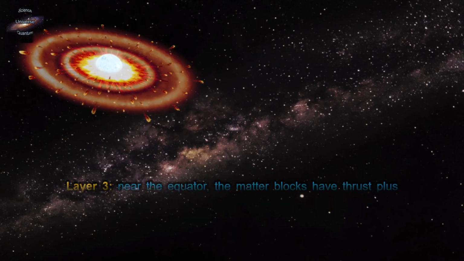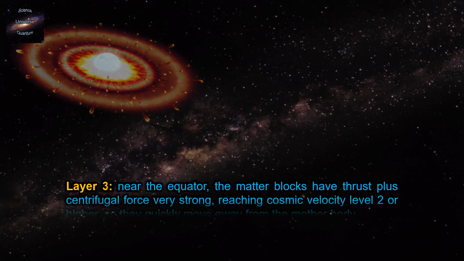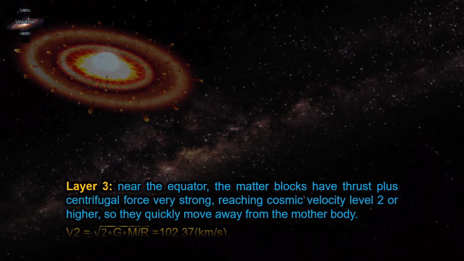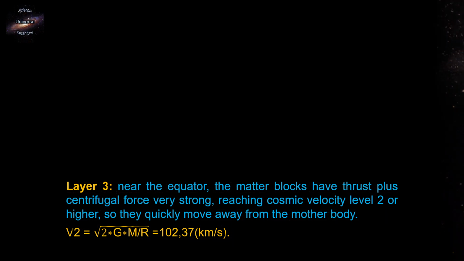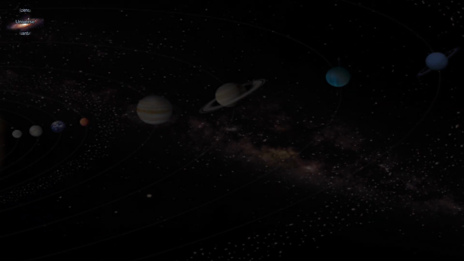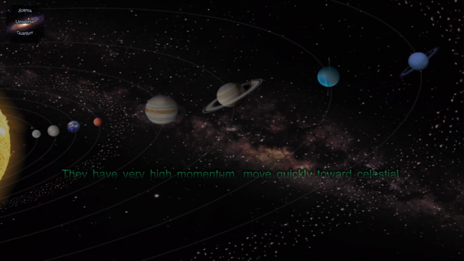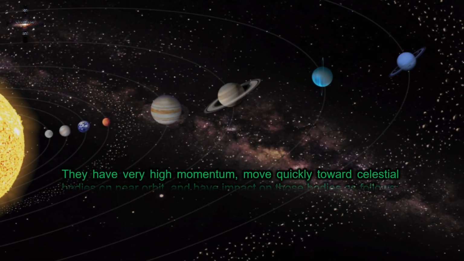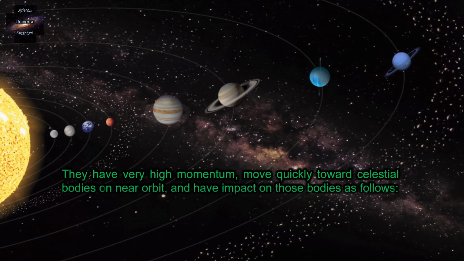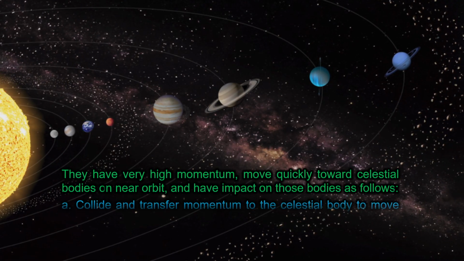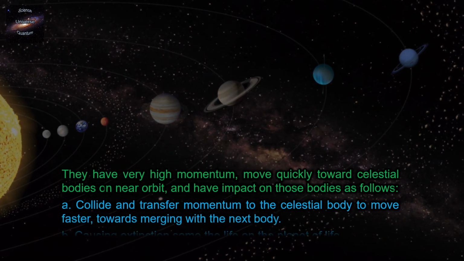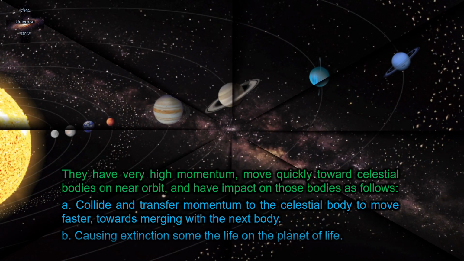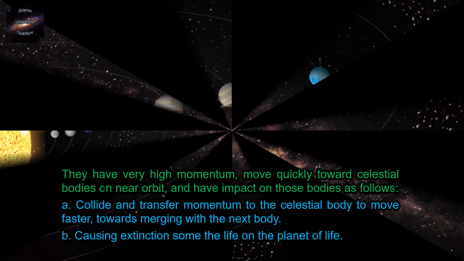Layer 3. Near the equator. The matter blocks have thrust plus centrifugal force very strong, reaching cosmic velocity level 2 or higher, so they quickly move away from the mother body. They have very high momentum, move quickly toward celestial bodies on near orbit, and have impact on those bodies as follows. A. Collide and transfer momentum to the celestial body to move faster, towards merging with the next body. B. Causing extinction of some of the life on the planet of life.